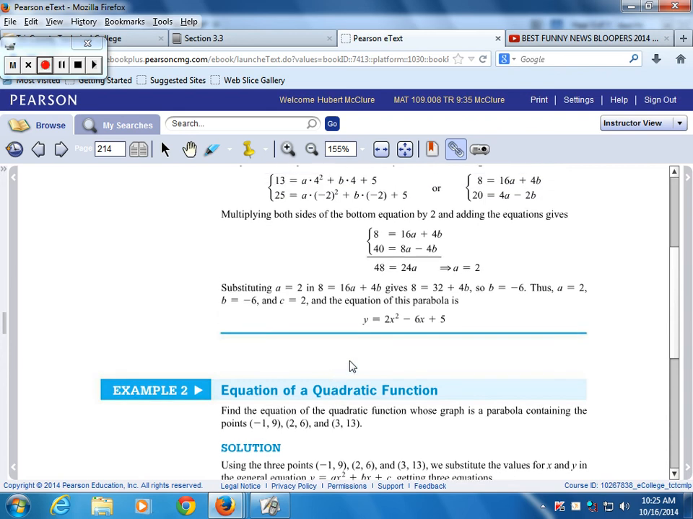This one is negative 1, 9, 2, 6, and 3, 13.